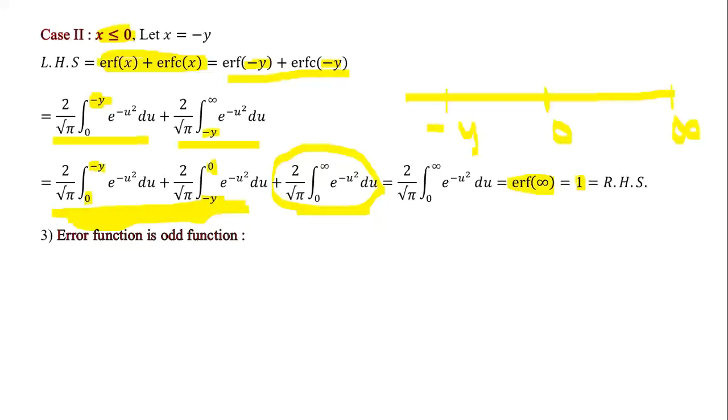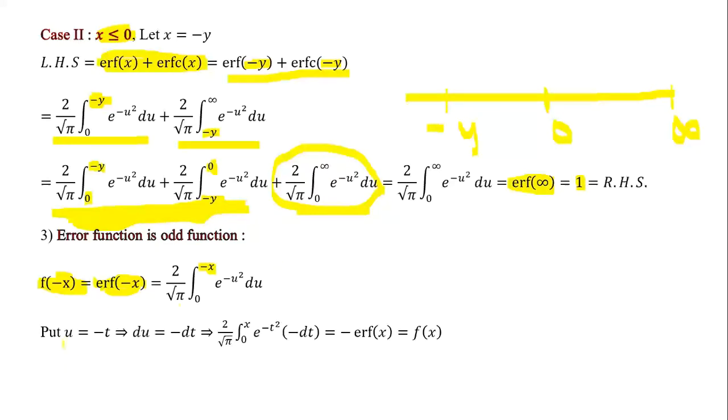Now the third result, which is that the error function is an odd function. It means f of minus x, if I replace x by minus x, we will get minus times f of x. So now let's try to prove this part. So first consider f of minus x, that is the error function of minus x, which is equal to 2 by root pi, 0 to, just replace the upper limit by this bracket value, e raised to minus u square du. Now use one substitution, that is u is equal to minus t, and convert this given integral in terms of t. So if u equals minus t, du becomes minus dt.